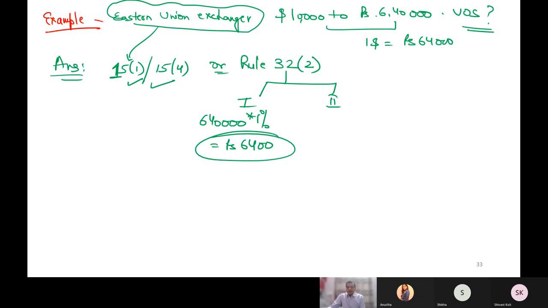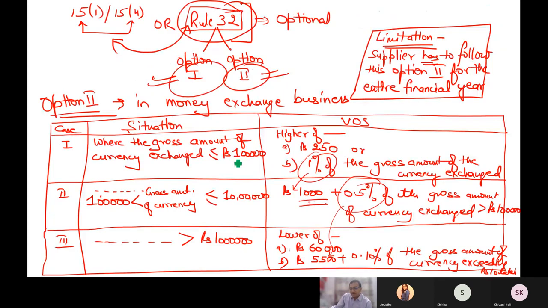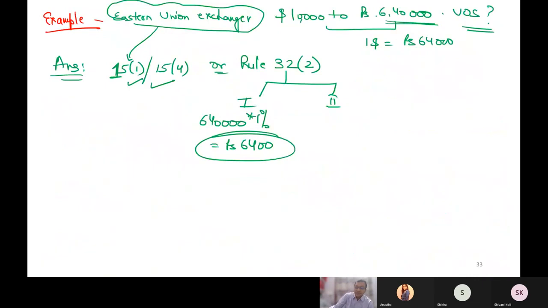In the second option, how much is the Indian currency involved? 6,40,000, which is between 1 lakh to 10 lakh. So what is the answer in that case? 1,000 flat plus 0.5% of currency exceeding 1 lakh. It is just like income tax slabs. So this will give you the value of 3,700.